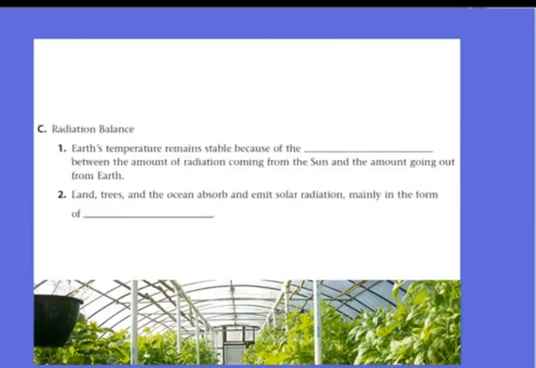So, let's talk about some other ways that Earth deals with energy transfer. And one is the balance of radiation. That's what ends up happening: the Earth tends to reflect off about as much as it takes in. And the reason why Earth's temperature remains stable as opposed to varying wildly like the moon, where it's really hot when the sun's facing it, and the dark side isn't facing the sun, so it's really, really cold, is because of the balance between the amount of radiation coming from the sun and the amount going out in Earth.